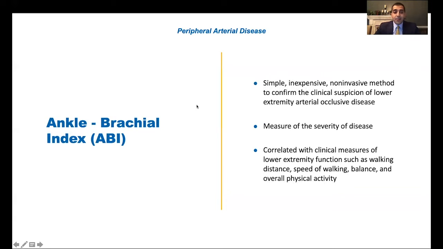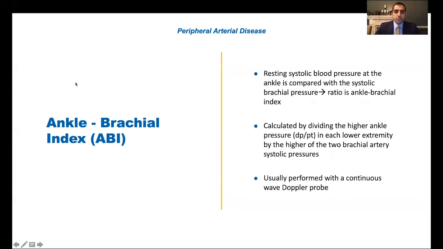Starting off, the ankle brachial index is a great, inexpensive, non-invasive test that can confirm the clinical suspicion of lower extremity occlusive arterial disease. It can also help us measure the severity, which we'll talk about. And as with everything, we put this in context with the patient's symptoms.